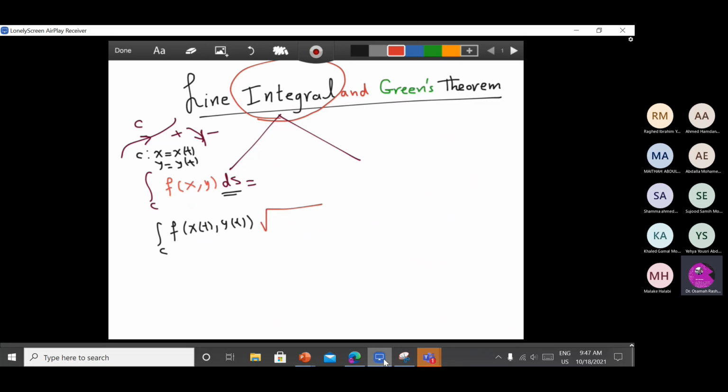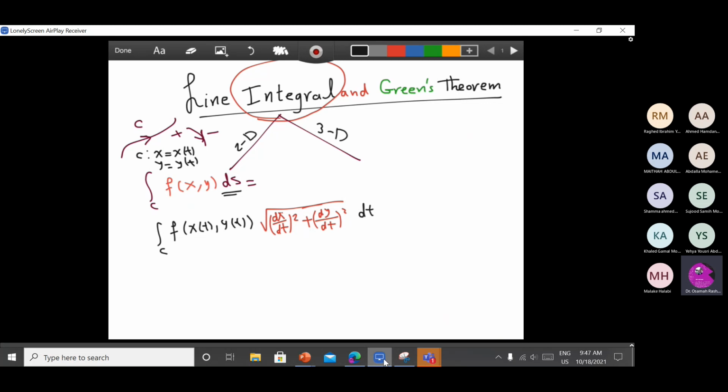Root square of dx by dt squared plus dy by dt squared, and integrate with respect to your parameter t. Okay, this is the line integral in 2 dimensions. What about if I have 3 dimensions?